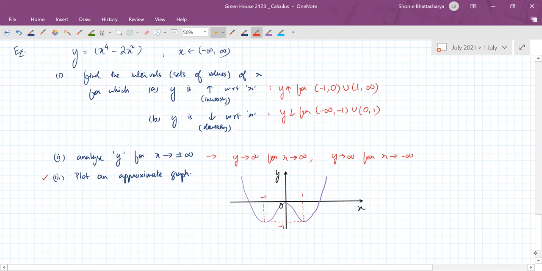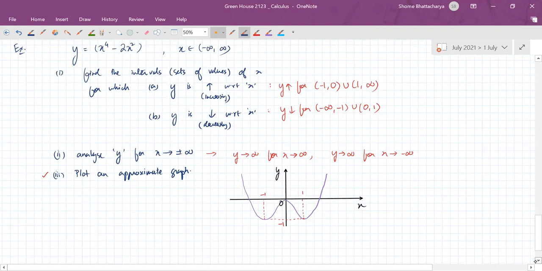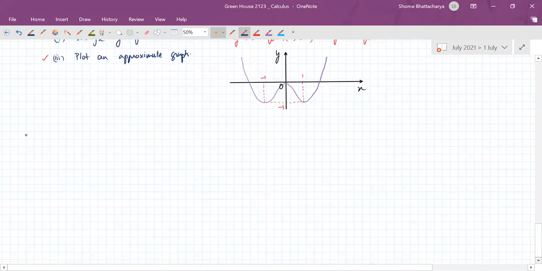So, can you show for y increasing how you got minus 1, comma 0? I'll show. Okay. So, basically, you have to first differentiate, then factorize the derivative, and use that number line method that I told you. Okay. So, let's do it systematically. Our function is x to the power 4 minus 2x squared. This is the same function for which I've drawn the graph here.